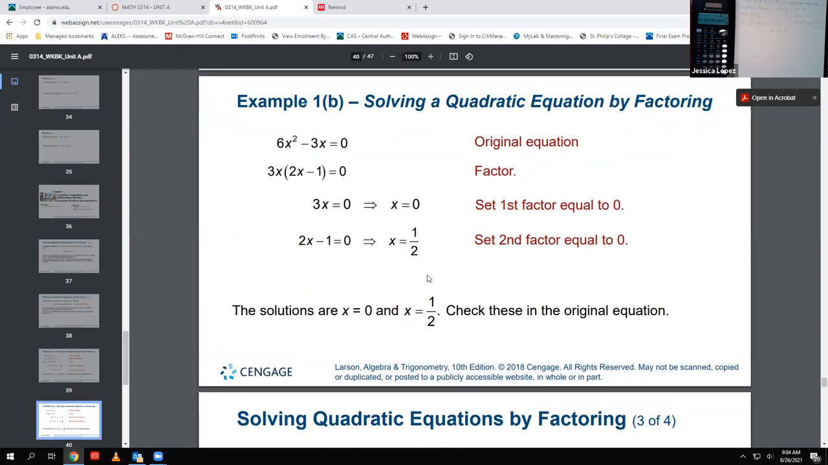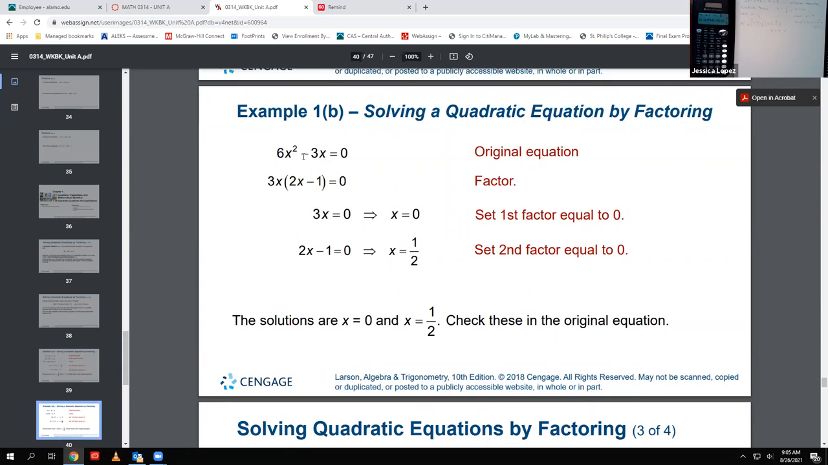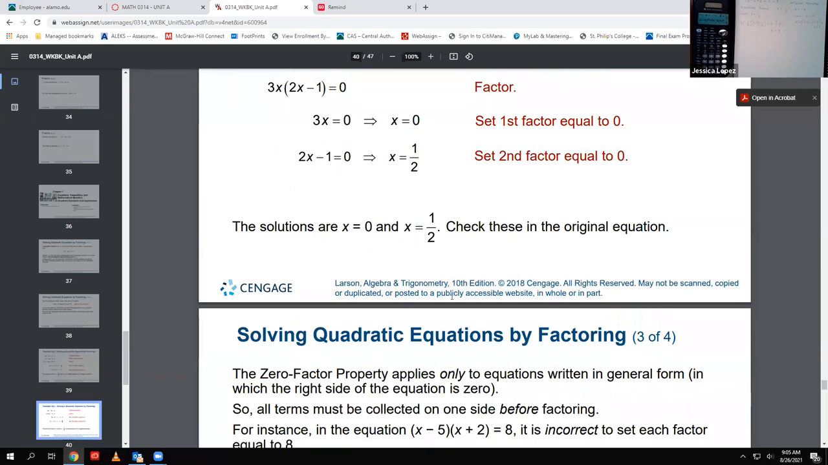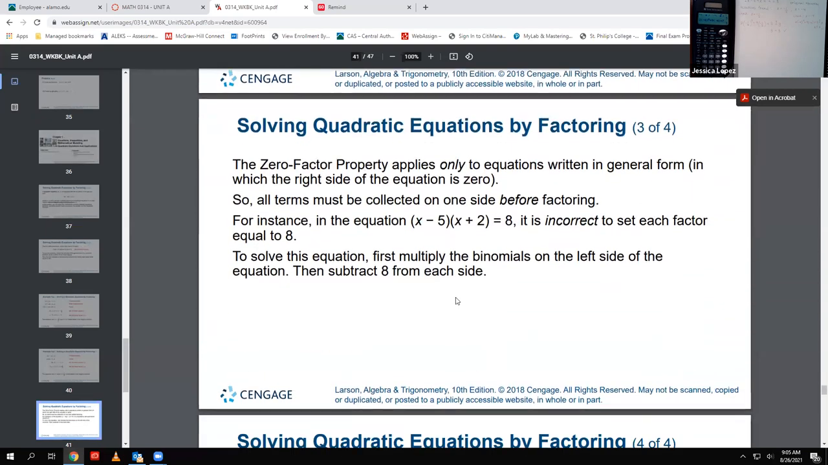And then you can check those by plugging in 0 here, 0 and 0 here, and then seeing if all of that works out to equal 0, okay? And you could do the same thing with the 1/2. So you can check your answers, okay?